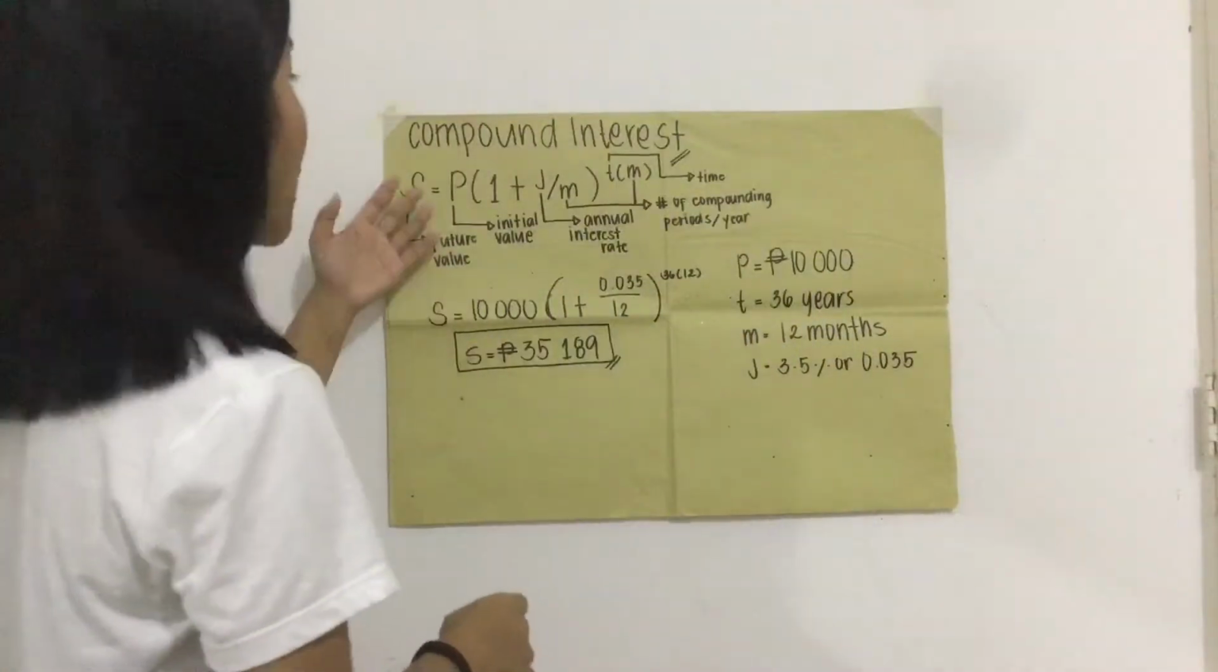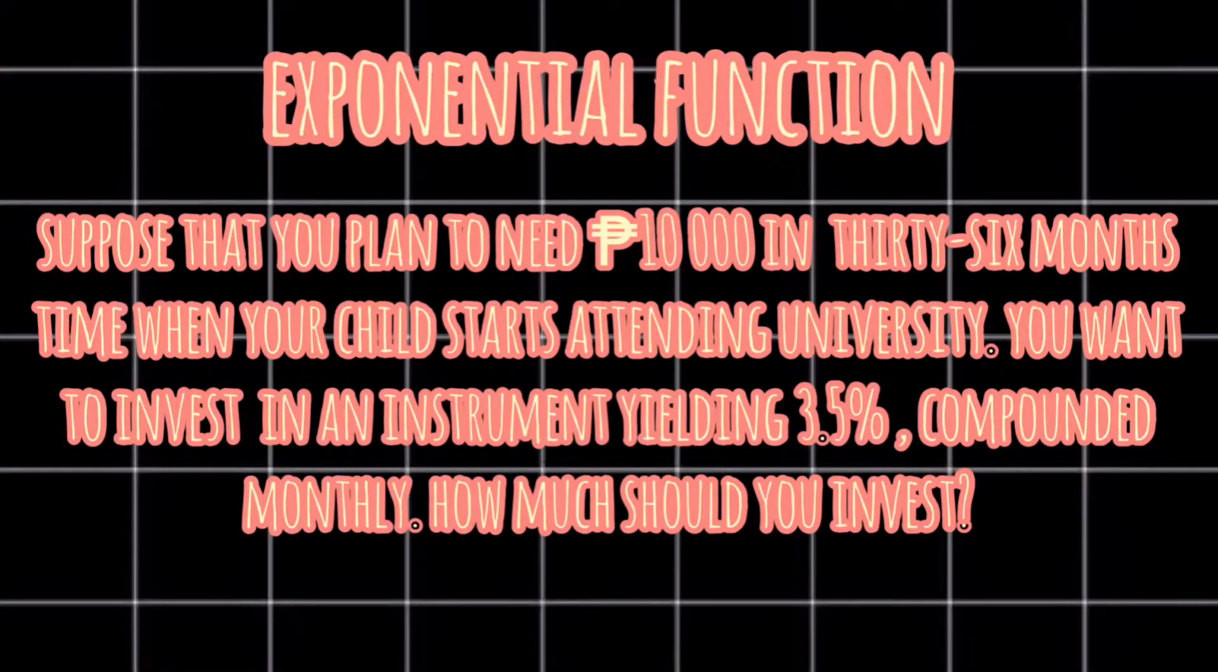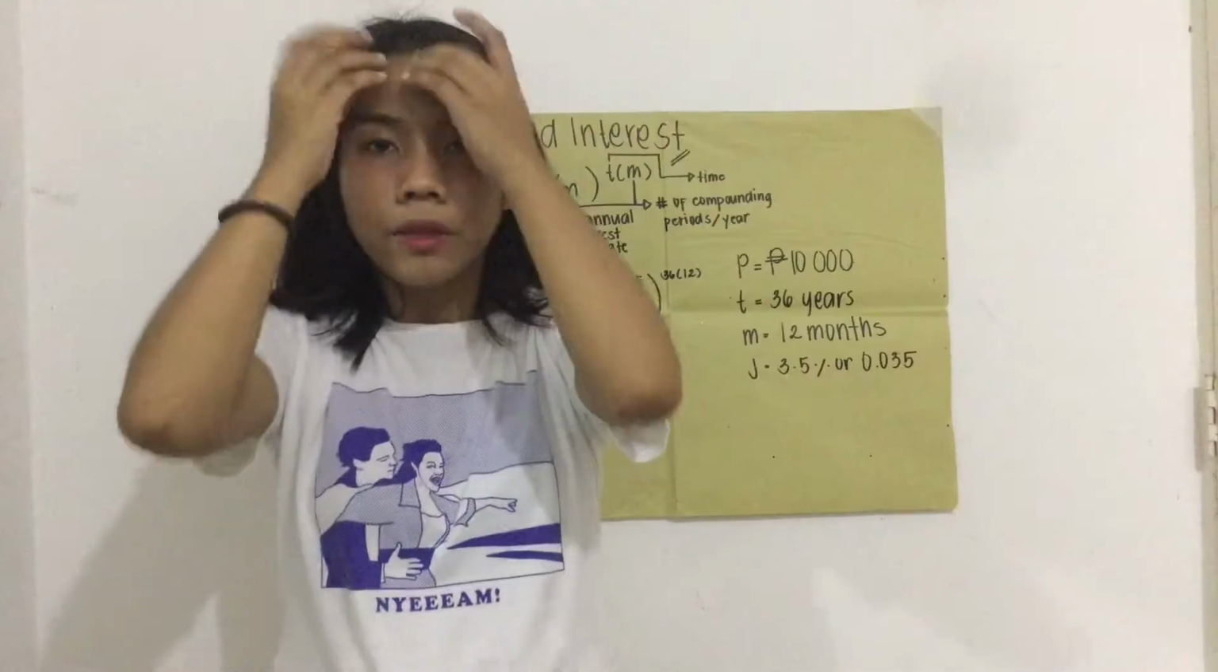We have 3 different kinds of exponential function, but I only chose one, which is compound interest. So my next topic will be exponential function. My given is: suppose that you plan to need 10,000 pesos in 36 months' time when your child starts attending university. You want to invest in an instrument yielding 3.5% interest compounded monthly. How much should you invest?